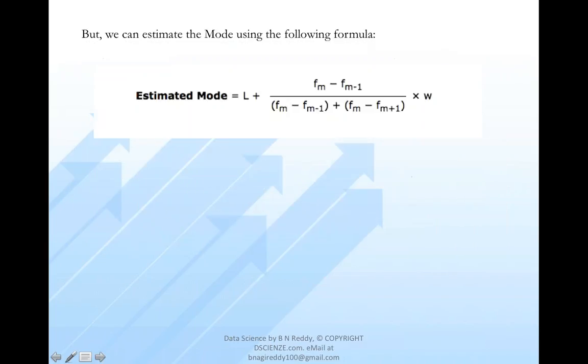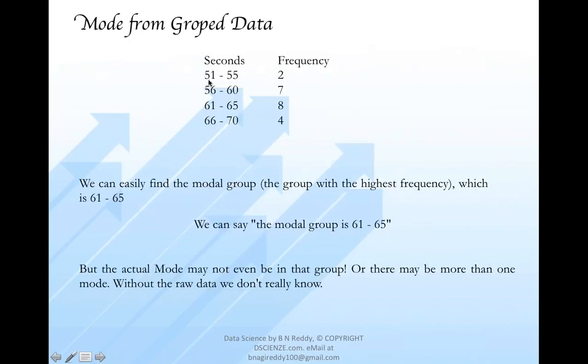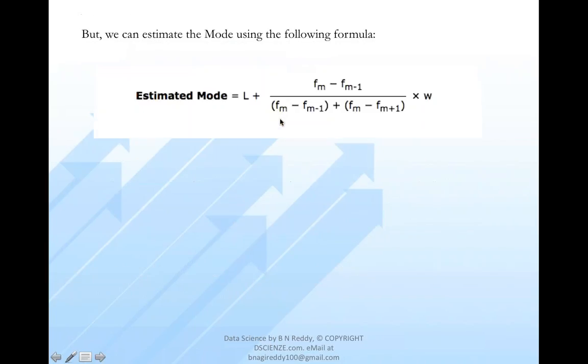Width is nothing but, 51 to 55, what is the width? Size is around 4. Got it. Sorry, 5: 51, 52, 53, 54, 55. So the size is 5. So that is the width. And this is the modal group. And the group before the modal group has frequency 7, after the modal group the frequency is 4. Got it.